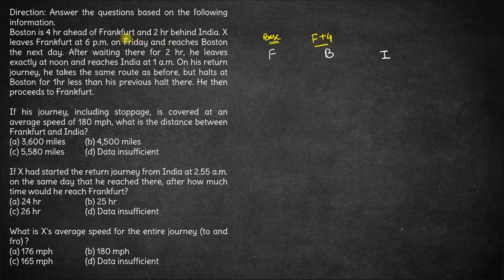Also, it's given that Boston is 2 hours behind India. Or in other words, India is 2 hours ahead of Boston. That means time at India will be 6 hours ahead of Frankfurt. So time at India will be F plus 6. Okay. Now what happens is X leaves Frankfurt at 6 p.m. Now this time is the local time. Based on Frankfurt, someone leaves at 6 p.m. on a Friday.